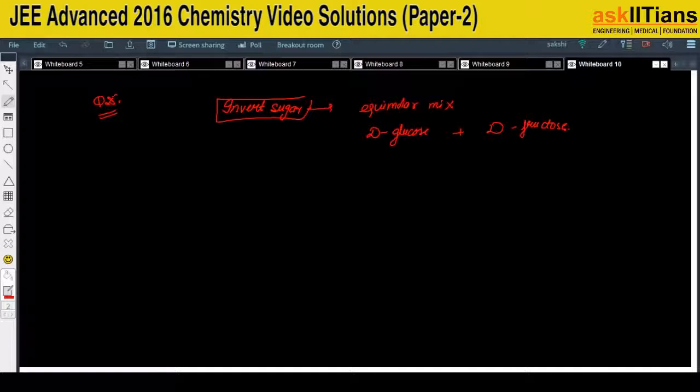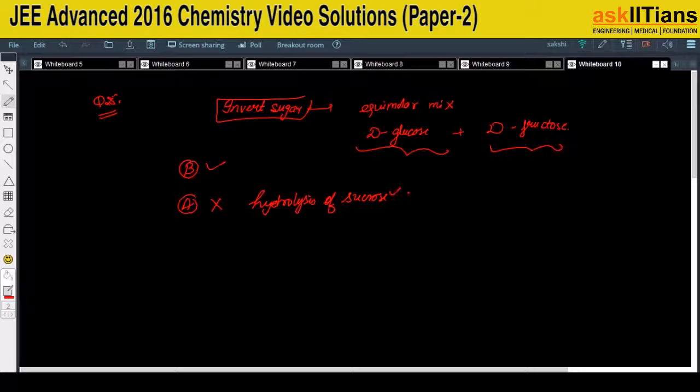And option A was invert sugar is prepared by acid catalyzed hydrolysis of maltose. That is a wrong option. Second, invert sugar is an equimolar mixture of D glucose and D minus fructose. So we have got option B as one of the correct options. Why is option A not correct? Because this invert sugar is obtained by the hydrolysis of sucrose, not maltose. So out of A, B, C, D, we have already dealt with options A and B. Now let us come over to options C and D.